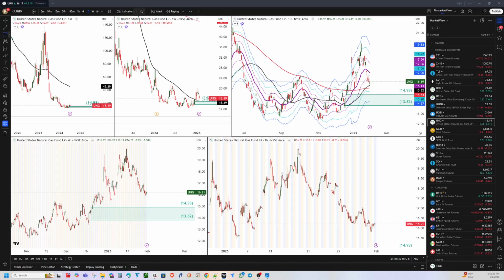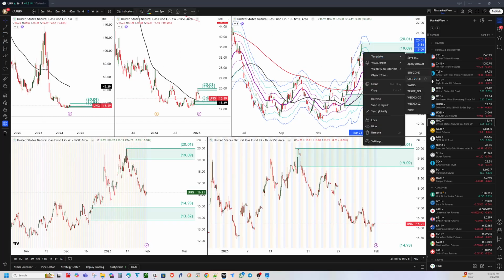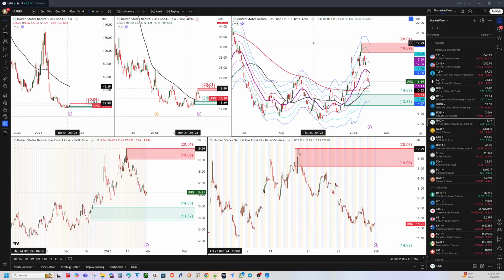And then if the price comes to here, that's a buy opportunity, and the target should be the previous high, which is this area, 19ish area. So those are the updates for the natural gas.